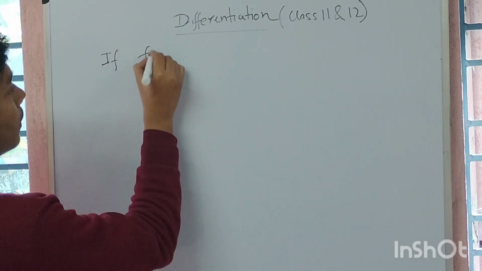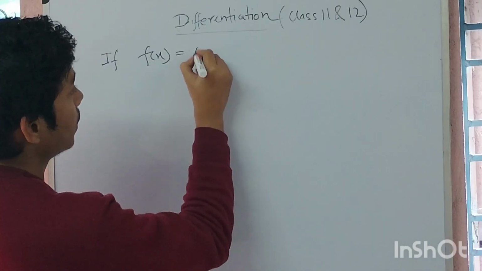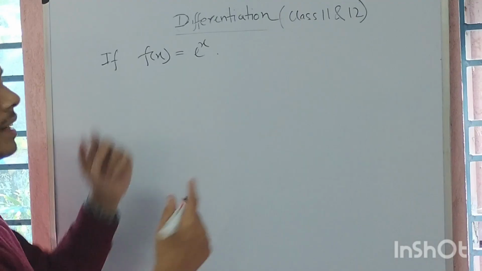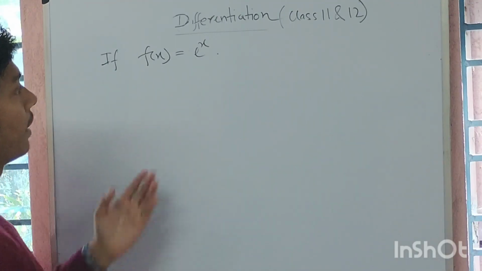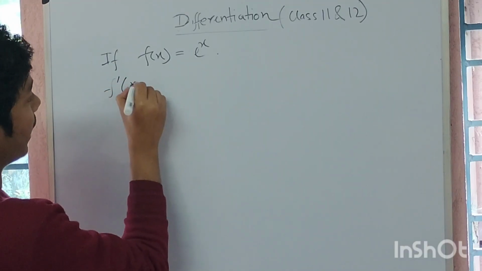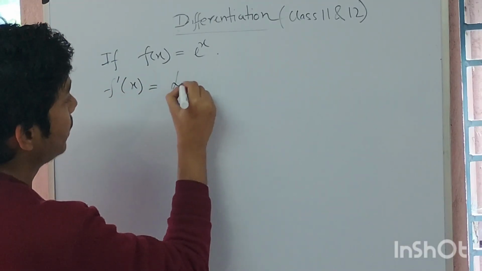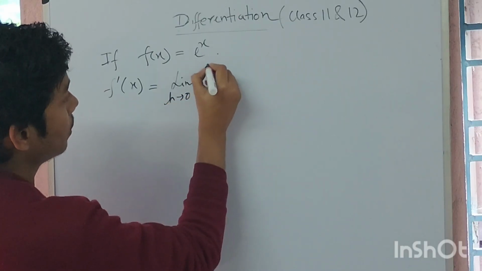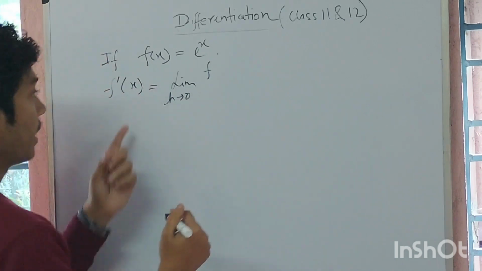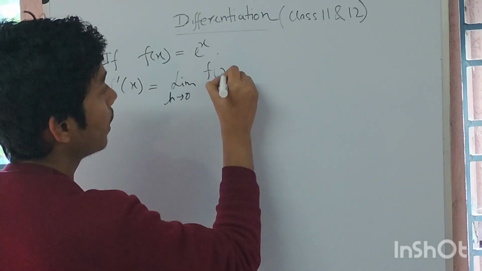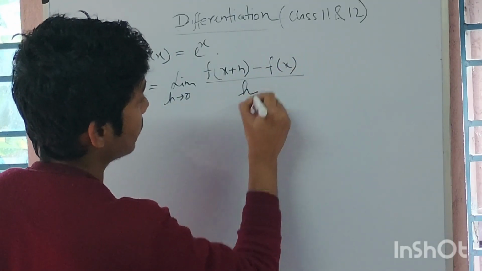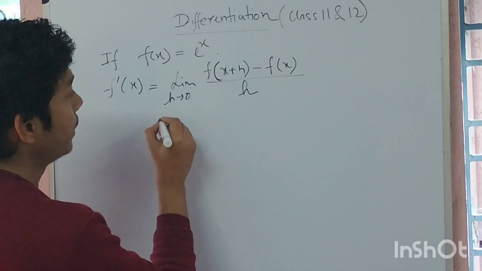If f(x) equals e to the power x, by using that formula I am finding its derivative at any arbitrary point x. By that formula, f dash x will be limit h tends to 0 of f of a plus h minus f of a by h. Here my a is x, so it will be f of x plus h minus f of x by h. Fine. So what will be its value?